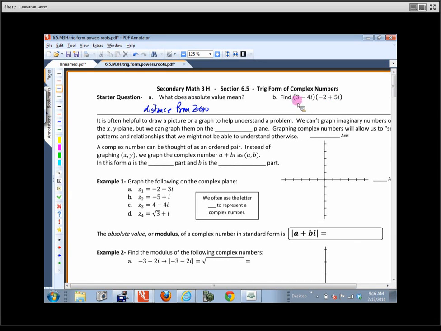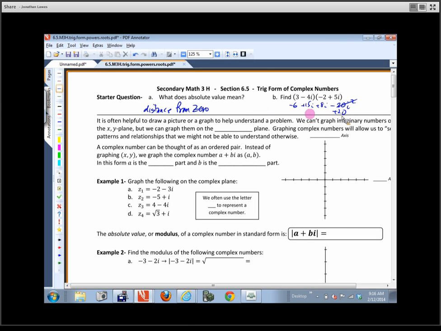Again, this is the real part, and that's the imaginary part. So if I multiply those together, it's kind of like multiplying polynomials. So I get negative 6, plus 15i, plus 8i, and then I get a minus 20i squared. Okay? Now, what does i squared count as? A negative 1. So what's negative 20i squared count as? That's going to count as a positive 20.